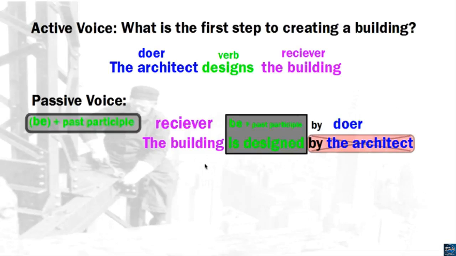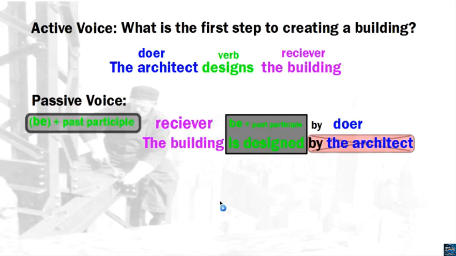If I say, what's the first step to creating a building? Well, the building is designed. And I don't need to use the second part, this part that tells me who is doing it. Why? Because the receiver is the most important part of this sentence. That's what I want to talk about.